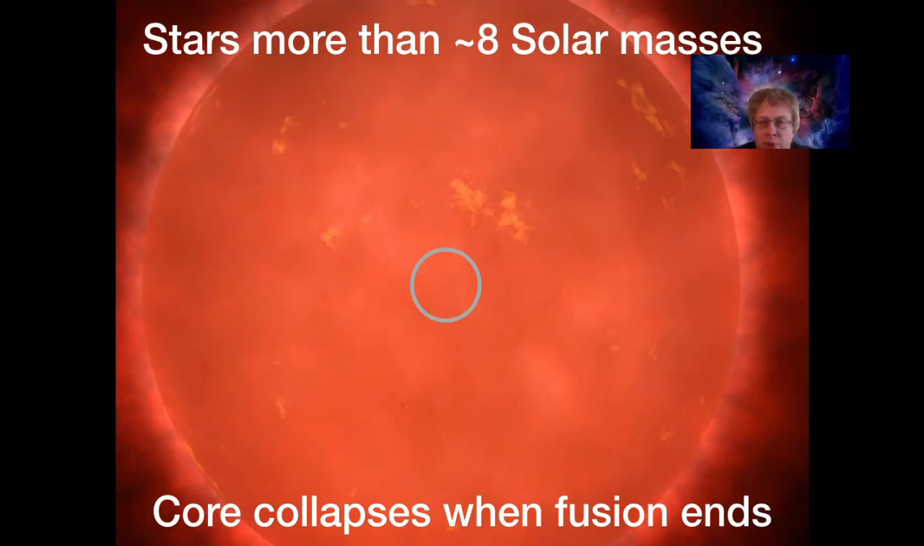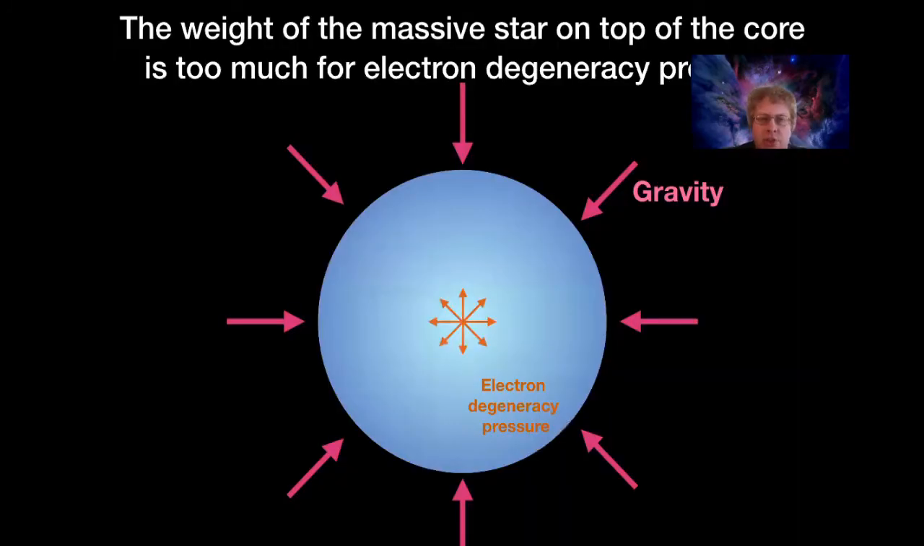So when a star that's more than about 8 solar masses runs out of hydrogen, and eventually runs out of the other elements that it was fusing after hydrogen, its core will eventually collapse when fusion ends. When this happens, the weight of the massive star on top of the core is actually too strong for even electron degeneracy pressure to hold up. Electrons will always make sure that they're not near other electrons. But if there's so much pressure, then the only thing they can do is merge with protons that are in their counterpart nuclei and turn into neutrons. And neutrons can actually make a much more compact arrangement of matter.